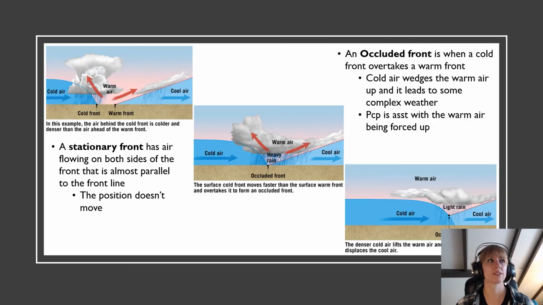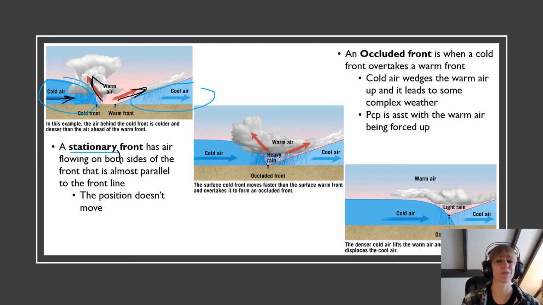A stationary front has air flowing on both sides of the front. It's almost parallel to that front line, and the position doesn't move. This is when we have a warm front bordered by a cold front and then another cold front moving in, and this causes air to go up in two directions at once. So it'll stay still, and you'll essentially have very violent storms on one side and just moderate precipitation on the other side.